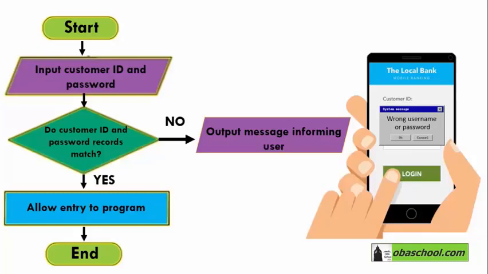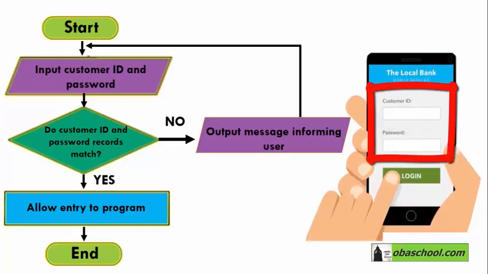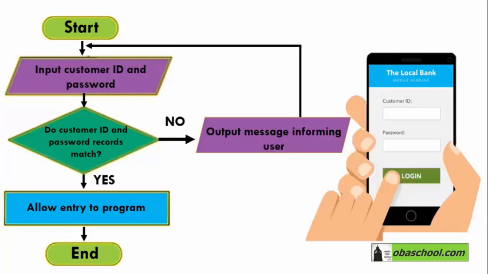This message will have an arrow go out from it and it will be directed towards start. Why? So that the initial screen can appear again to the user in order for him or her to re-enter the customer ID and password. Now we have finished flowcharts.